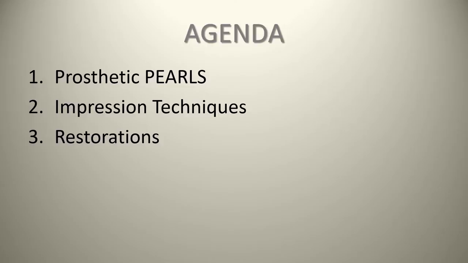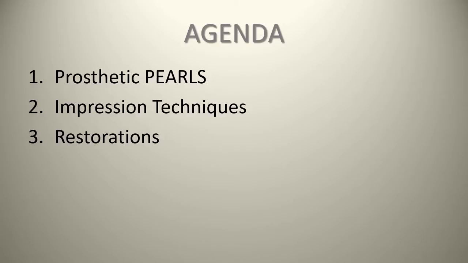Also, if you have to go back, you can go back to the specific part that you want to revisit, as opposed to having to go through the whole video all over again. So what we're going to do is break this down into what appears to be 3 parts. The agenda is to have part 1 talking about prosthetic pearls, part 2 to talk about impression techniques, and part 3 to talk about different types of restorations that can be done. We'll supplement this with a number of case presentations, some of which are already on YouTube and some which we will post later on.